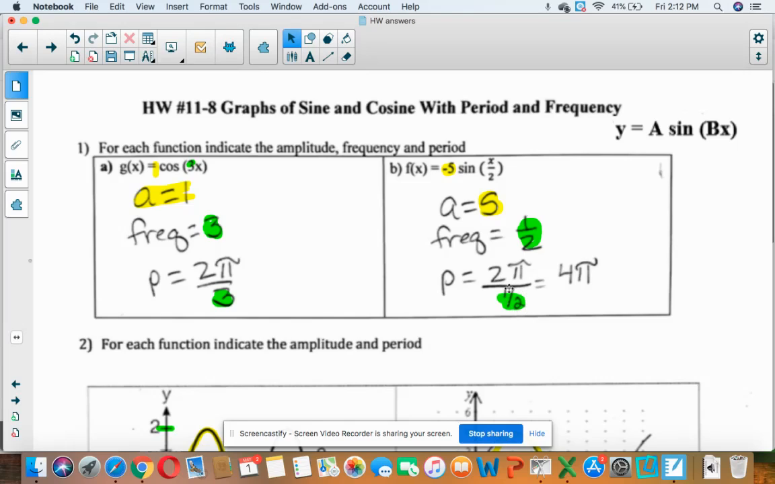When I'm dividing and I have fractions, I change to multiplication and I flip this. So this is really 2 pi times 2, which is 4 pi. Okay, so for one full cycle of that sine graph, it's going to happen between 0 and 4 pi. So it's going to be spread out more. It has a frequency of half. Only half of the wave occurs between 0 and 2 pi. I need between 0 and 4 pi for one full wave.